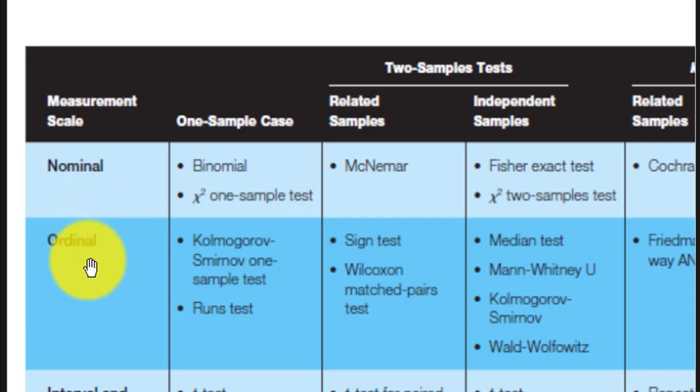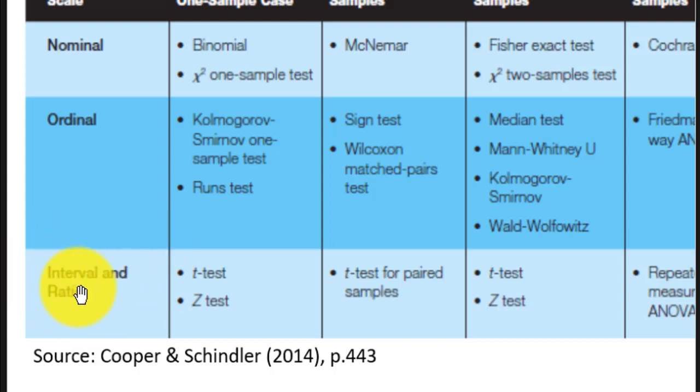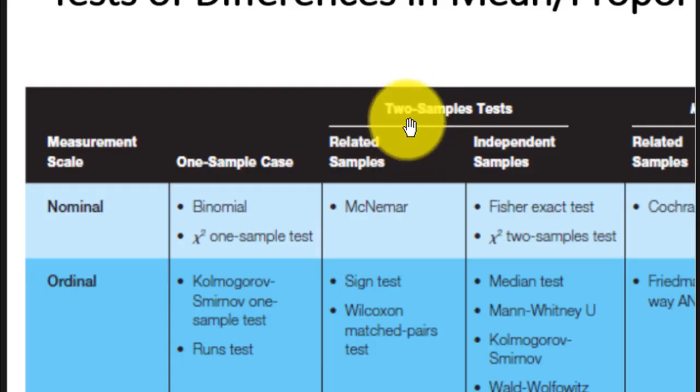If your study involves ordinal scale, you can use KS test to compare the observed distribution to the hypothesized distribution. You can use one test to decide whether the data comes from a random process. If the data is measured in numerical scale, you can use t-test and z-test. If your study involves two related samples and the data is measured using nominal scale, you can use McNemar test to determine if there are any differences on a dichotomous dependent variable between two related samples.